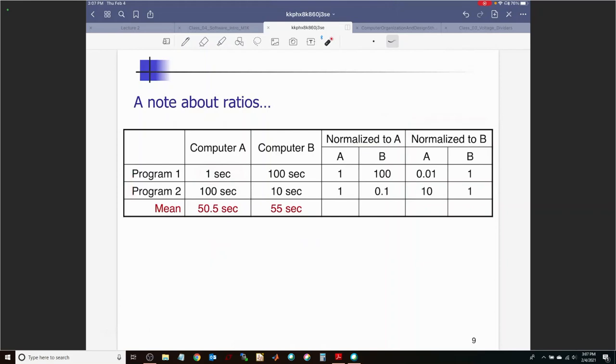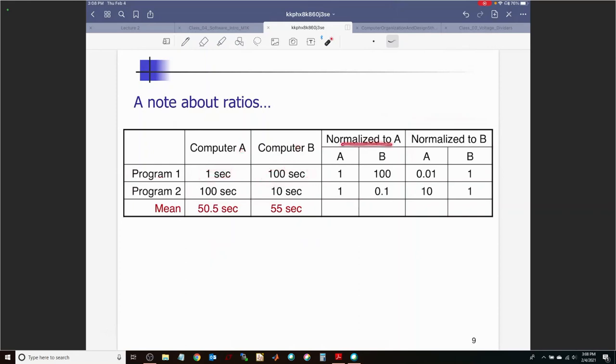And right now I'm ignoring the fraction of usage here. I'm assuming that program 1 and program 2 are being used for the same amount of time, 50-50. So that keeps my calculation pretty simple. These are again the same numbers as we have seen before. Program 1 computer A, 1 second. Program 1 computer B takes 100 seconds and so on.